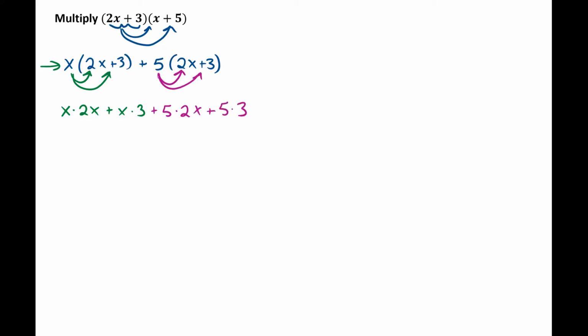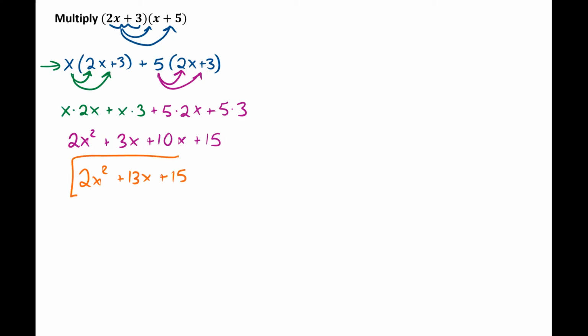And then I go right on through and I simplify this. X times 2x would be 2x squared. X times 3 is 3x. 5 times 2x, 10x. And then 5 times 3 is 15. And one final simplification, combine like terms. And I get 2x squared plus 13x, which is 3x plus 10x, plus 15.